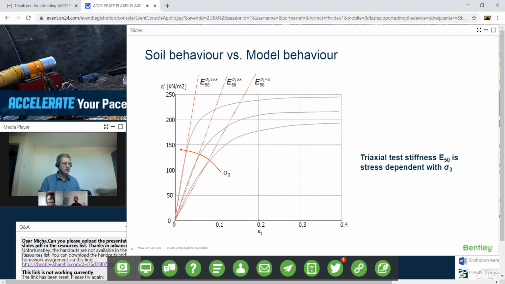So we use sigma 3, the cell pressure, to determine the E50, and we say, okay, E50 depends on the cell pressure, and the cell pressure is sigma 3 in this case. And as I said, it's purely to make it easy to link this stiffness to a test.